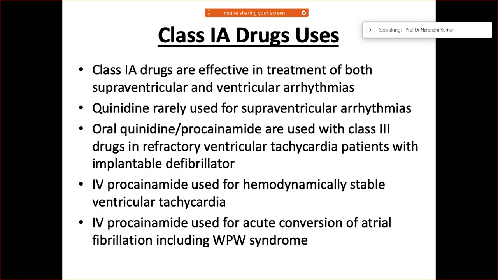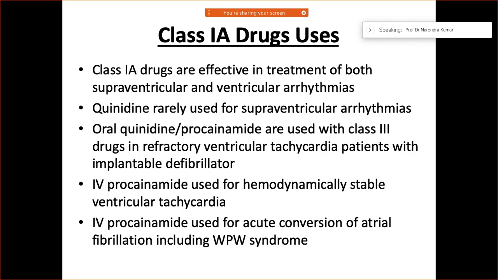So that is why these class 1A drugs are used not only in supraventricular but also in ventricular arrhythmias as well. And we are aware quinidine, although rarely, has been used for SVTs, in fact.